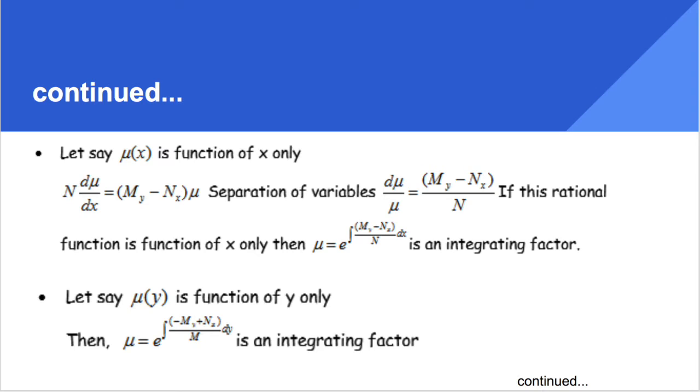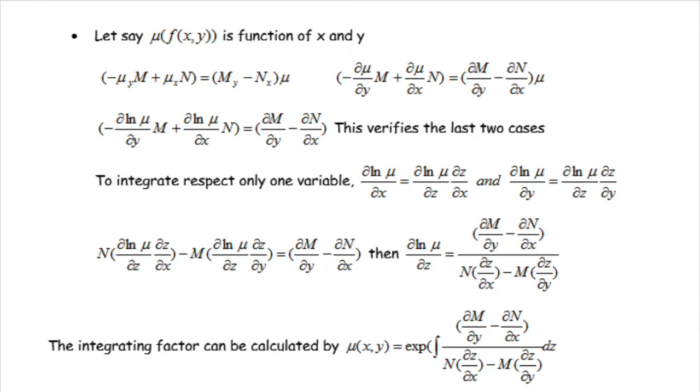Or, let's assume mu is a function of y only. By doing similar work, we find the integrating factor mu should be e to the power of the integral of Nx minus My over M dy. If the function mu is not only of x or y, but both, when taking the derivative of mu M and mu N, we take the partial derivative of mu with respect to y and x also. Therefore, negative d mu dy times M plus d mu dx times N equals dM dy minus dN dx times mu. Move mu to the left side, and we have the equation as shown.